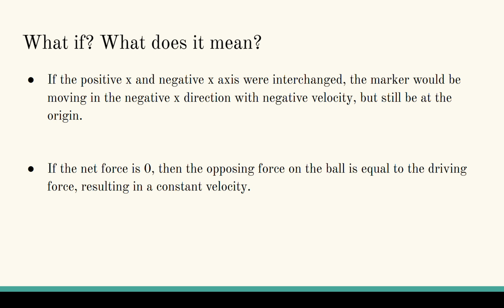If the positive x and negative x axis were interchanged, the marker would be moving in the negative x direction with negative velocity, but still be at the origin, because the only thing that would be changed is the axes would be flipped.